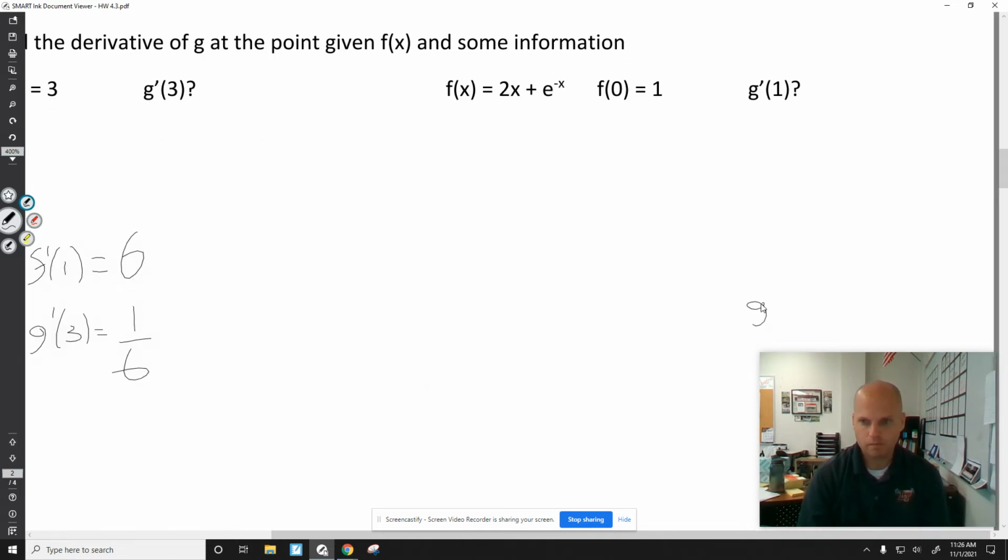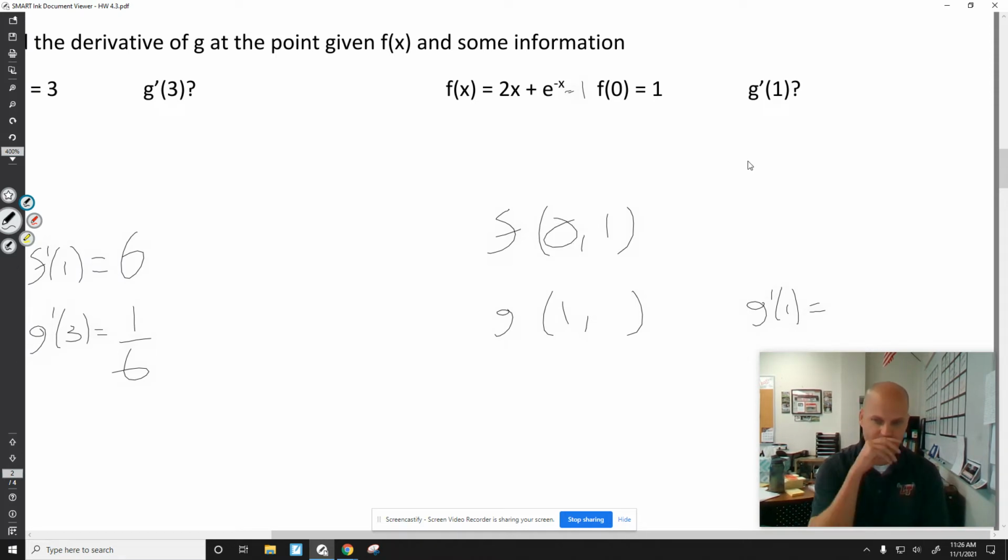G prime of 1. What is that? Well, I don't even know that. That's 0. I mean, not yet, but okay. Focus on f when its y coordinate is 1. Whoa, wait. I'm told f of 0 is 1. They usually give these points on the AB exam, not necessarily the BC exam.